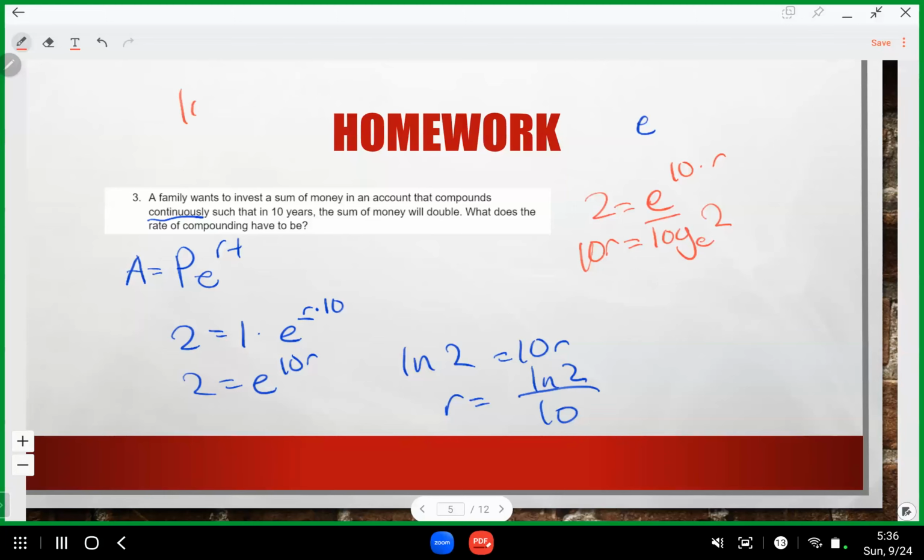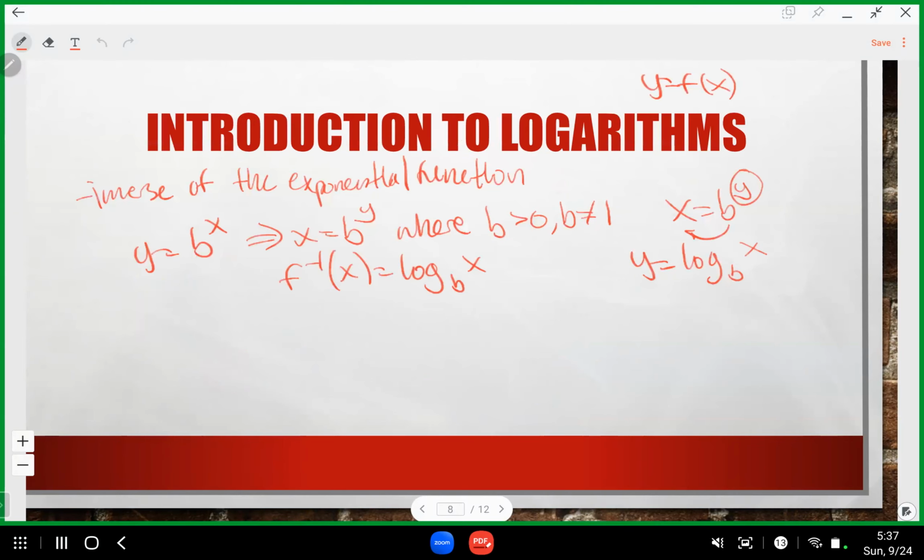By the way, log base e of x is equal to ln of x, because log base e is just called the natural log. So these are the same. The ln button will do the job. So this is ln of 2. Now you just divide by 10. So that's how you rearrange it. You move it to the base of the log.